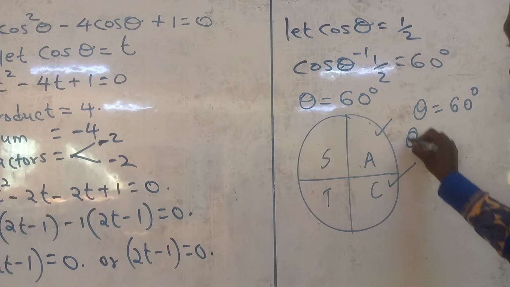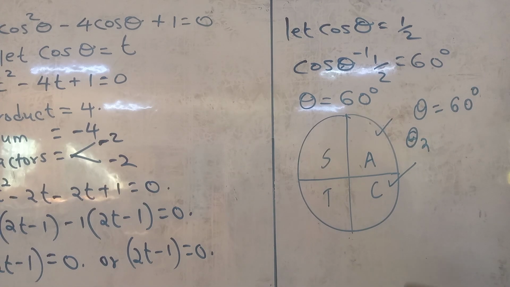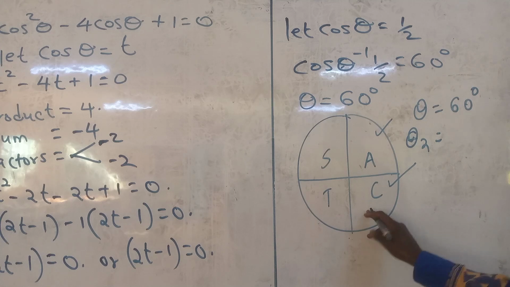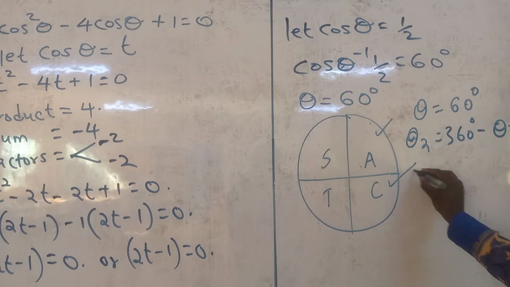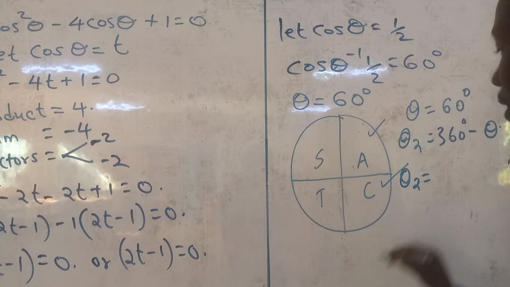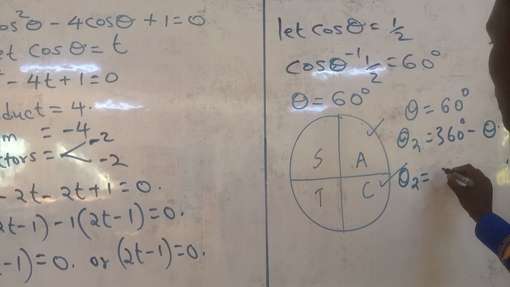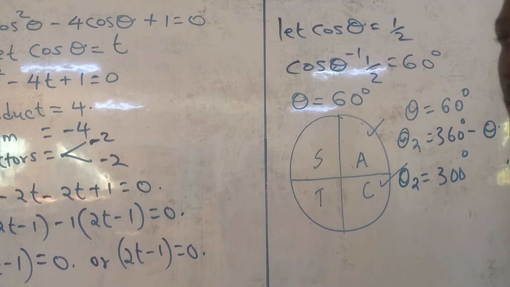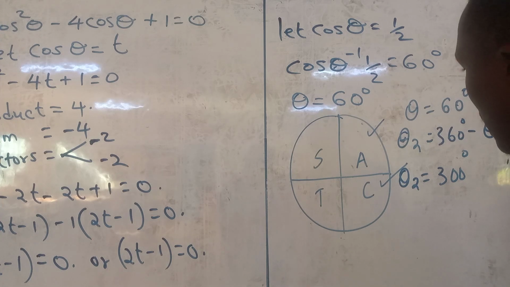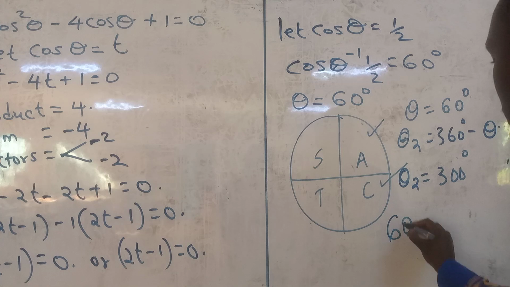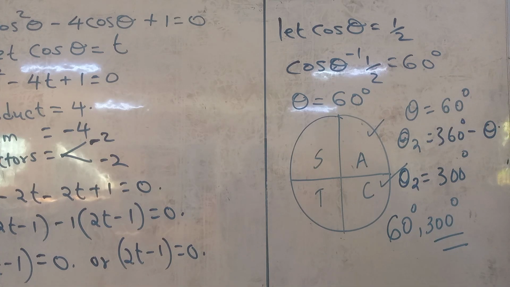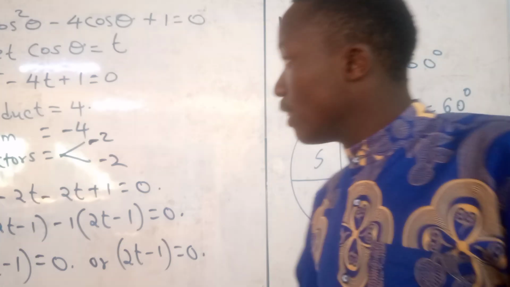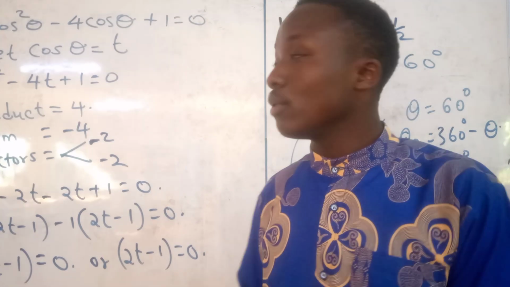Then for our second theta, or theta 2, it will be in our fourth quadrant. How do we obtain an angle in the fourth quadrant? It is 360 degrees minus theta. Therefore, our second theta will be 360 minus 60, which gives us 300 degrees. So the angles between 0 and 360 are 60 degrees and 300 degrees. By doing that, we are done, and you are awarded 3 marks in that question. So that is the way we approach this particular question.